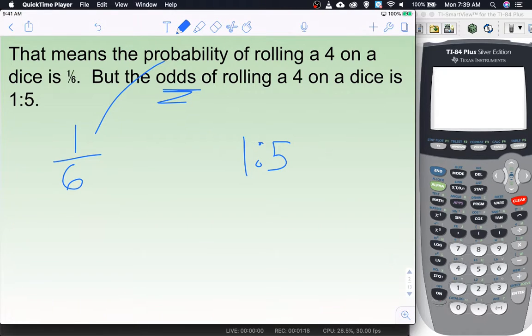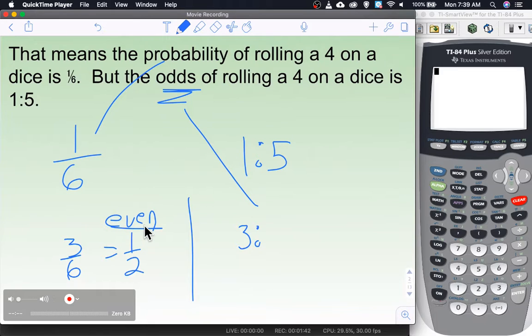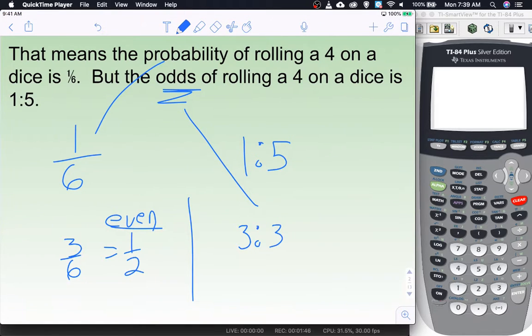getting an even number. The probability is 3 over 6, which is 1 half. You've got a 50% chance of getting an even number. If you're talking about the odds of getting an even number, there are 3 even numbers, 2, 4, 6. There are 3 not even numbers. That is 1 to 1.